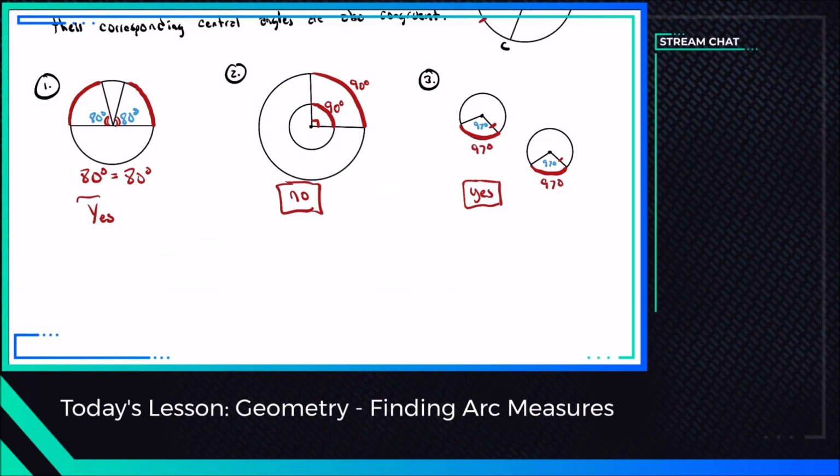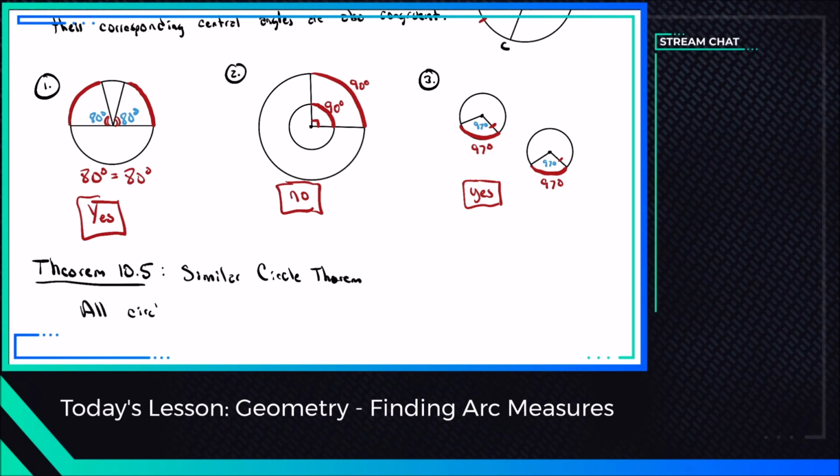And with that, I have one last thing I want to tell you. This has all been leading up to a very important theorem, theorem 10.5, which is going to be called the similar circle theorem. And it states that all circles are similar. All right, that's all I got today.